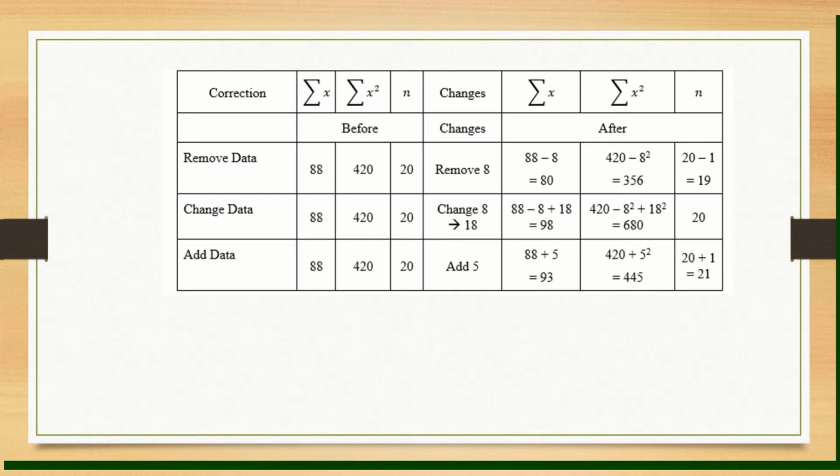Okay, now when you want to add data, it means I'm going to add another data. Then you just add whatever you're adding. If they ask you to add 6 into the data, you add 6 to your sigma x. You add 6 squared to your sigma x squared. So in this case, you want to add 5. So sigma x, add 5. Sigma x squared, add 5 squared. So you follow accordingly. Your n also, don't forget to add 1.